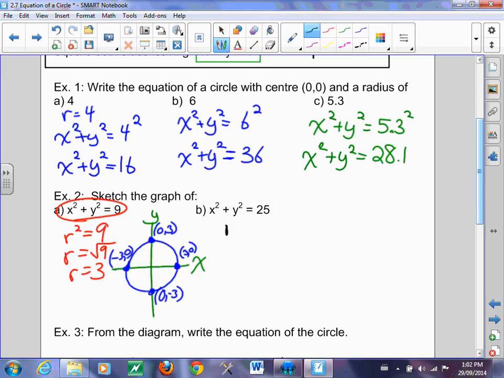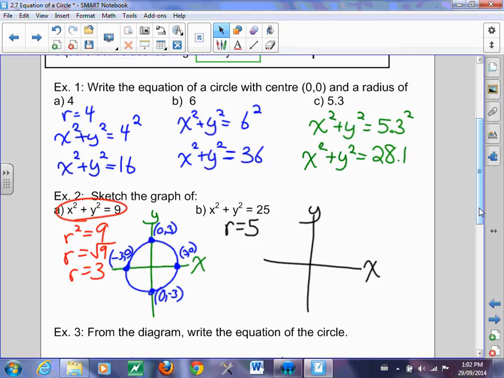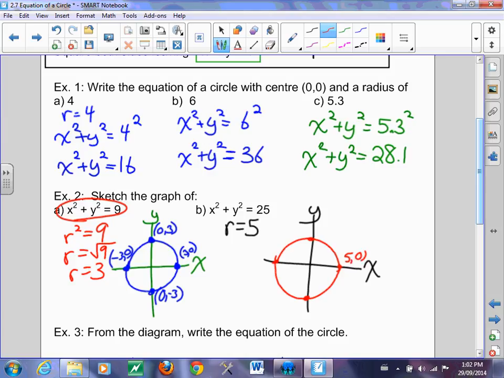Looking at this, folks, you can automatically say r equals 5. Draw a circle best you can. Okay, and again, label the points. So this is 5 and 0, 0 and 5, negative 5 and 0, and 0, negative 5.